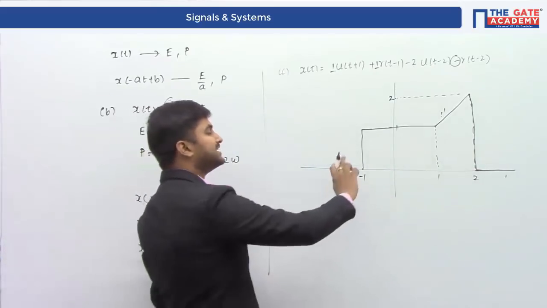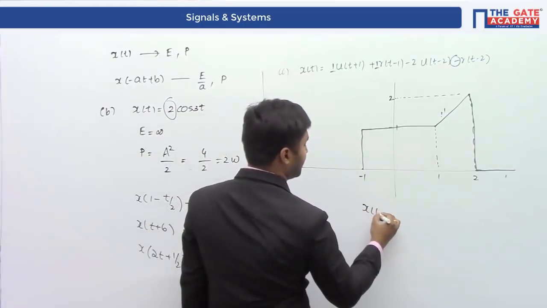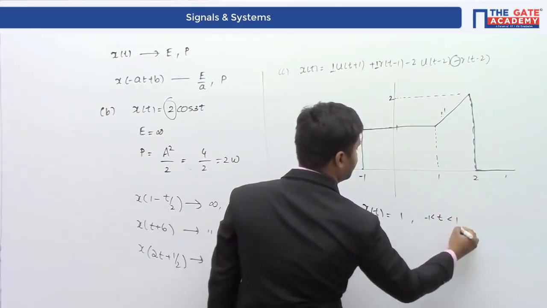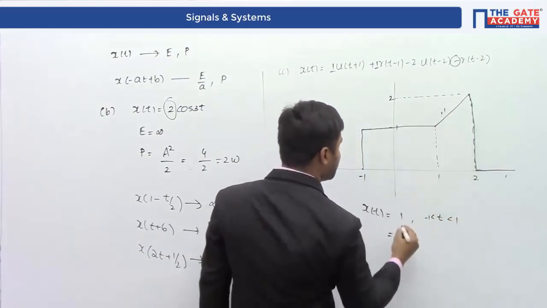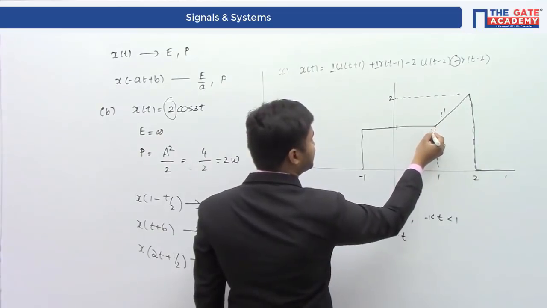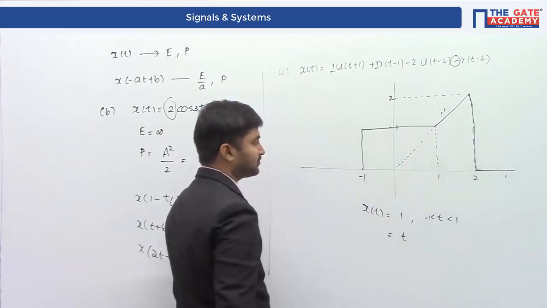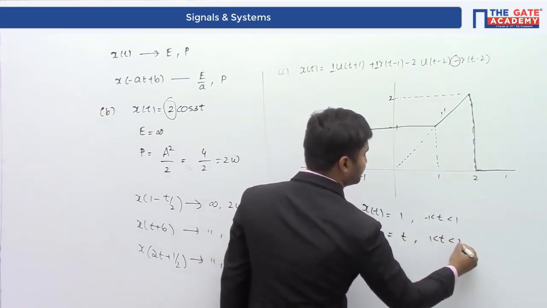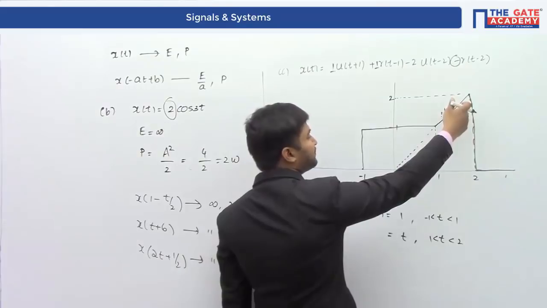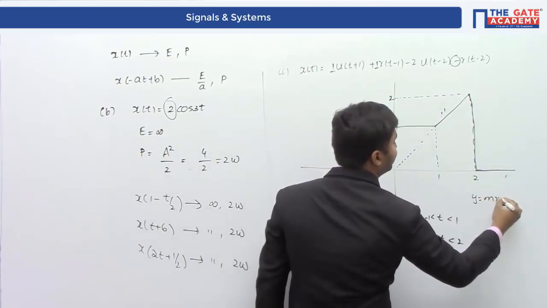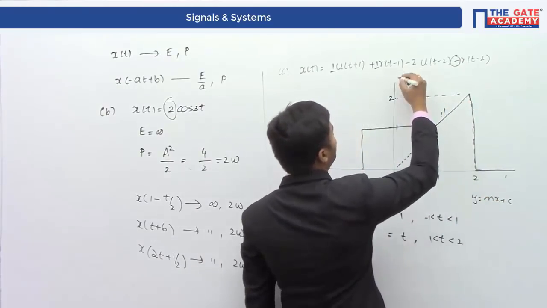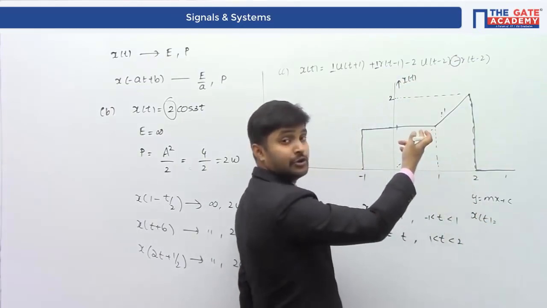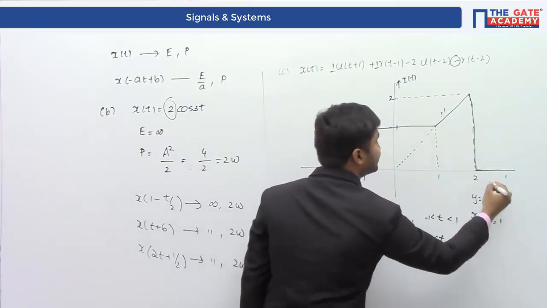So if I want to represent this mathematically, x of t is equal to 1 for the value of t between minus 1 and 1, and it is equal to t, because you can see as you extend this line, it's going to be equal to 0 only. So x of t is equal to t for the value of t between 1 and 2, isn't it? y is equal to mx plus c. This is how you write a line. Here y is nothing but the function x of t. Yes or no? x of t, what is the slope? Slope here is going to be 1 unit. x is nothing but t.